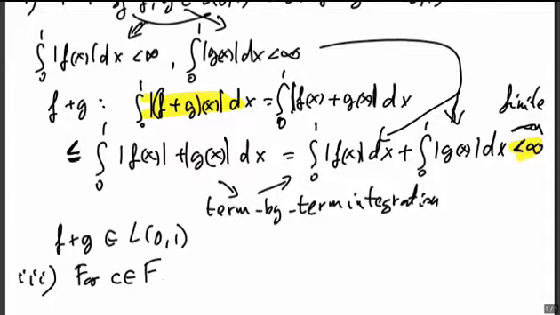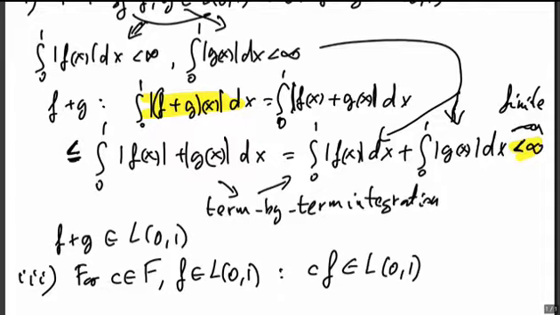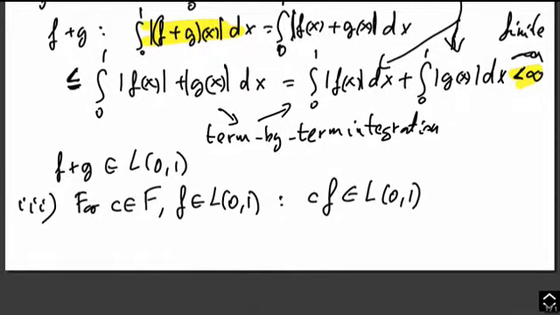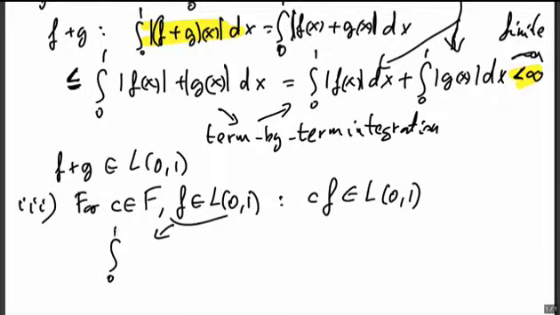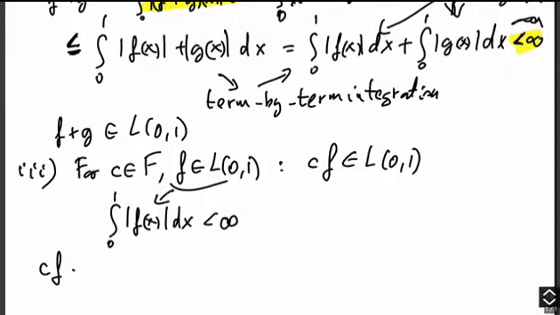The third property is that if you have a scalar c from the scalar field and f from this vector space or set L1 of 0, 1, we need that c times f, the scalar multiple of a vector, is also in that set, which means the scalar multiplication also stays inside the set. So again, we do the same thing. We use the basic property of that set that says that the integral from 0 to 1 of the absolute value must be finite. Then we check this c f function.